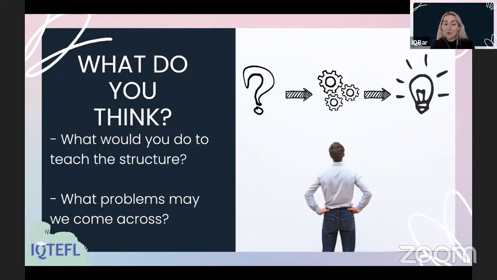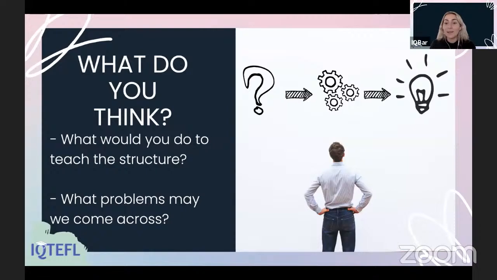But the main point that we would come across when teaching the passive voice is that the students might not be clear on why we use it. So it can be very tricky to use when you don't know why we use something. So that could be the first problem we come across when teaching the passive voice.